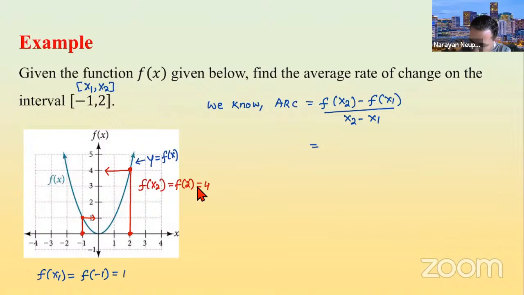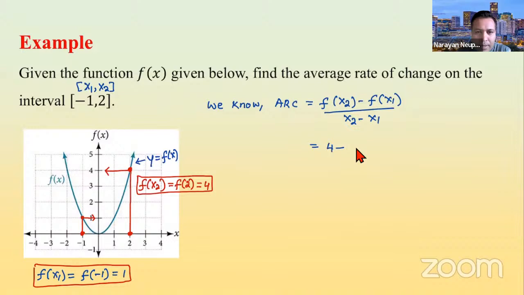So we have the value of the function at x2, and also we have the value of the function at x1. This is the value of the function at x2. This is the value of the function at x1. So once we have this, we can plug the values into this formula to find the value of ARC, the average rate of change. So let's plug in. F of x2 we got here, f of x2 is 4. 4 minus f of x1, we got here, f of x1 is 1. Divided by, in the denominator, we have x2.